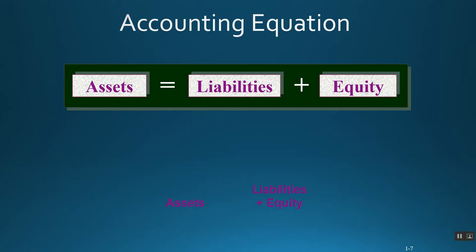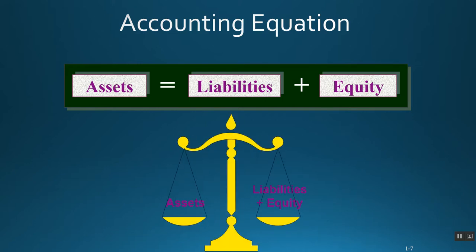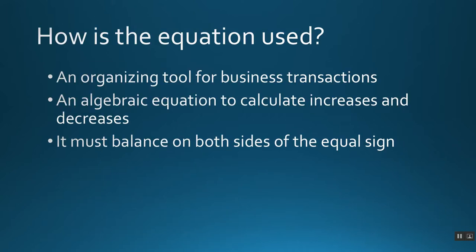Now, the thing about this equation is that it must stay in balance at all times. And so when you look at it here, think of it like a balancing scale. Our assets are on one side of the equal sign. Our liabilities and equity are on the other side of the balancing scale, and they must equal the same. So my total assets are supposed to equal my total liabilities and my total equity added together.